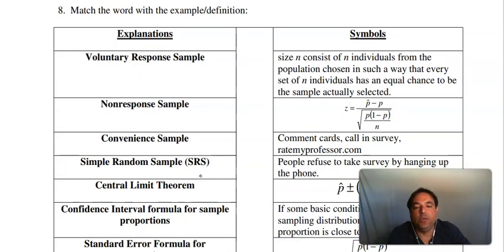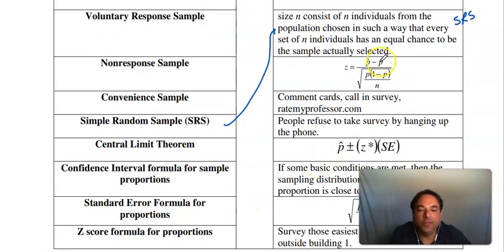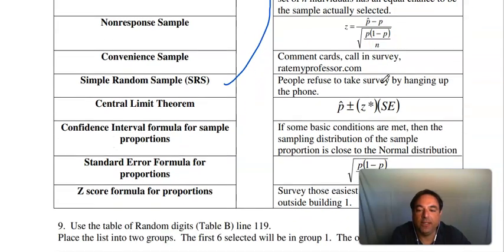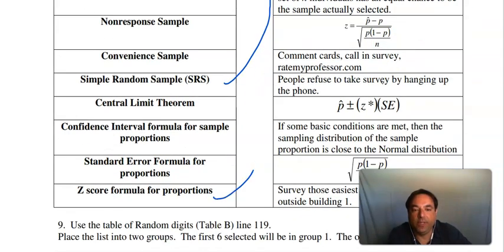Okay, a sample of size n individuals from the population chosen in such a way that every set of individuals has an equal chance. That would be the SRS. Okay, Z equals p hat minus p over square root of p times 1 minus p over n. That would be your Z formula. That is your Z formula for proportions.